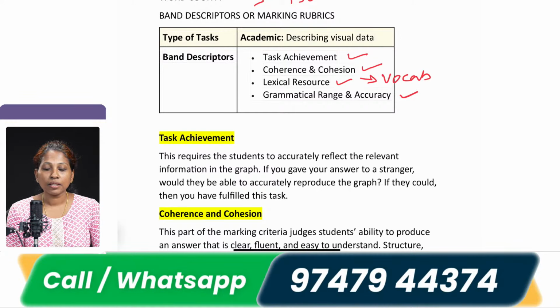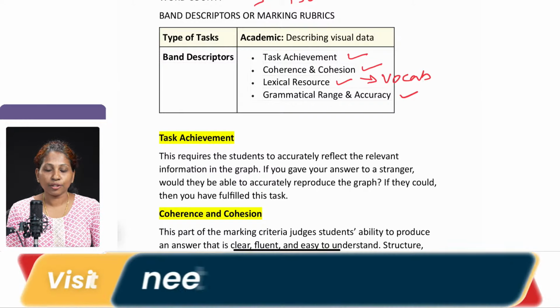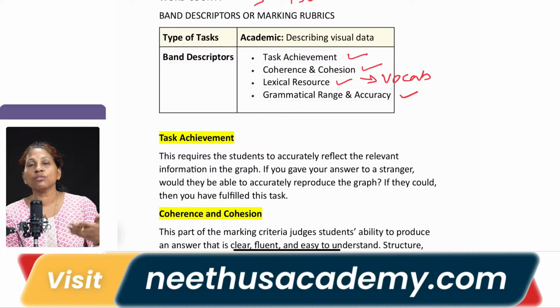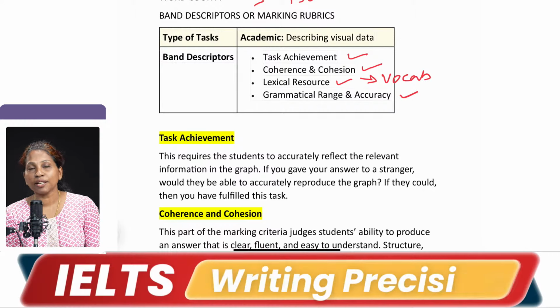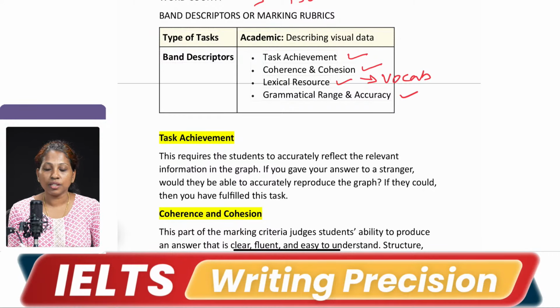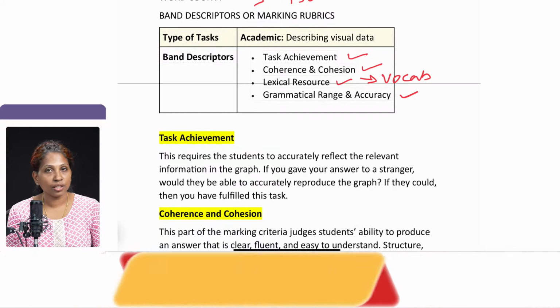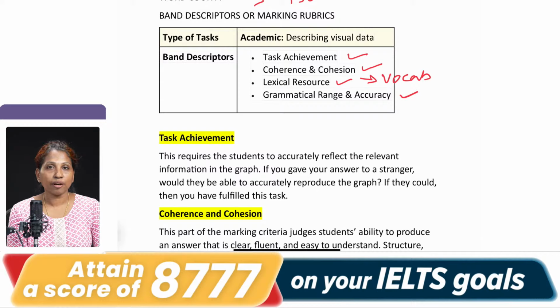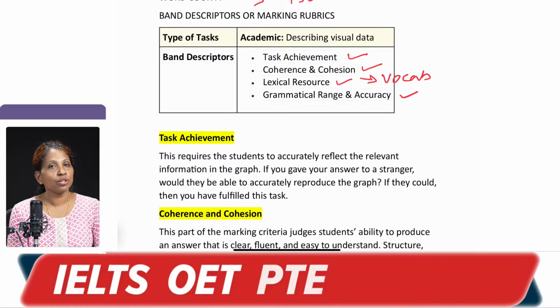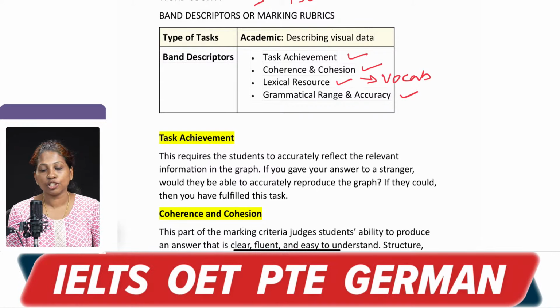Right? Now, how do you know that you have written a correct and accurate report? If you give that summary to someone, and that person is able to draw a diagram out of that summary, that means you have done your job properly, right? So if you give your answer to a stranger, and they are able to accurately reproduce that same diagram or graph, whichever graph it is, that means you have done your task properly. So that is task achievement.